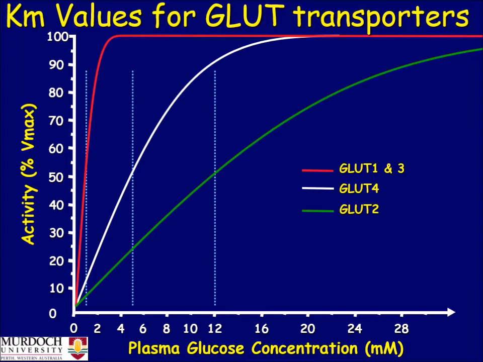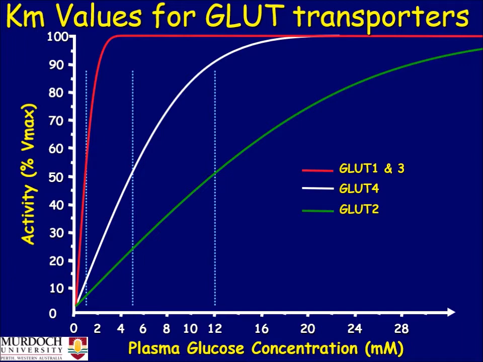Now the next one along, this white line here, represents GLUT4. And you'll remember on that previous table, we said that the Km value for GLUT4 was sitting at about 5 millimolar. Now you find GLUT4 in a range of places, but crucially, you find it in your muscle and in your fat tissue. And the other really vital thing about GLUT4 is that it's insulin responsive.